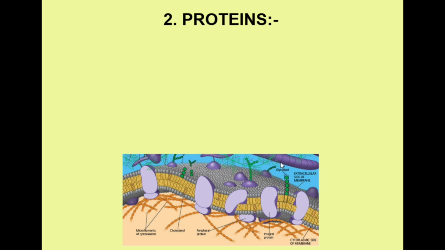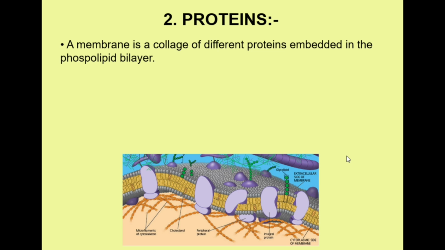On to the next of our three groups of molecules that we find, and that's the proteins. So proteins are, in terms of percentage, as we saw earlier, 55% of all of the structures within the membrane, so they make up the largest component. As I've mentioned, we often refer to the plasma membrane as a fluid mosaic model because the membrane is this mosaic of different proteins embedded within the phospholipid bilayer, as you can see here.